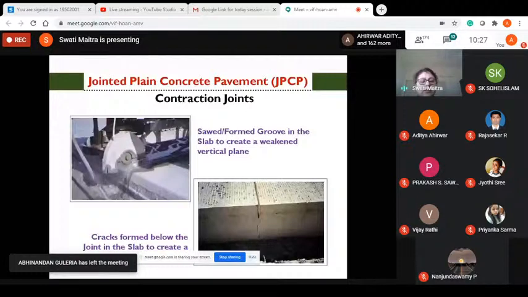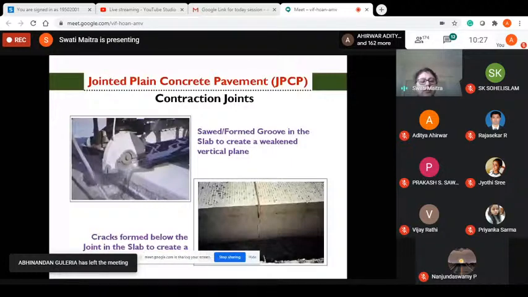Here you can see load transfer with aggregate interlocking joints. If there is more distance between the two joints, the two edges, then there is no load transfer. So one slab will deform, the other slab will not. But when it is connected with some mechanism, either a tie bar or proper aggregate interlocking action, then there is load transfer. So both slabs will deform and there is a transfer of load, and there is no distress at the edges of the pavement.